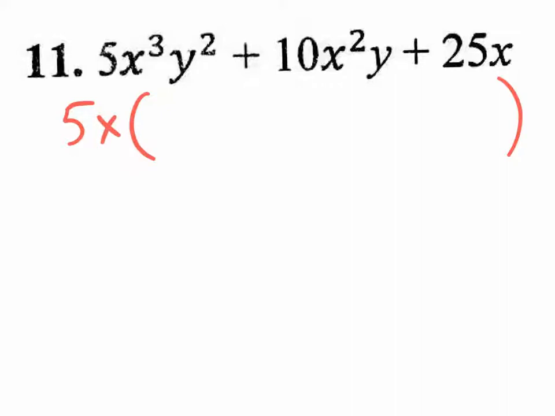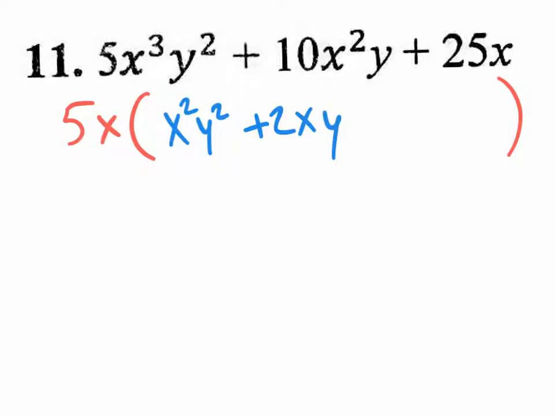5X is the GCF. And what would we have left over on the inside? You have to think, 5X times what will get us this 5X to the third Y squared? Okay, for sure, an X squared, and you need that Y squared as well. And then you go, 5X times what will get us a positive 10? All right, let's start with the positive 10. What do I need? A plus 2. And then let's look at this X. When I multiply, I need to get an X squared. So what do I need in here? An X. And I also need a Y right there.